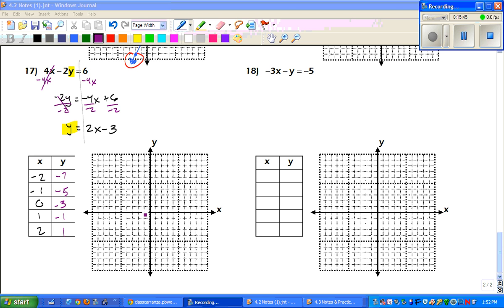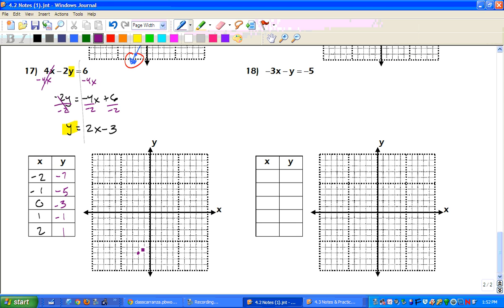All right, those should have been your answers. So start graphing it. Negative 2, we're at negative 7. At negative 1, we're at negative 5. At 0, we're at negative 3. 1, we're at negative 1. And then at 2, we're at positive 1. Now, if your points do not all line up and make a pretty line, you did something wrong.